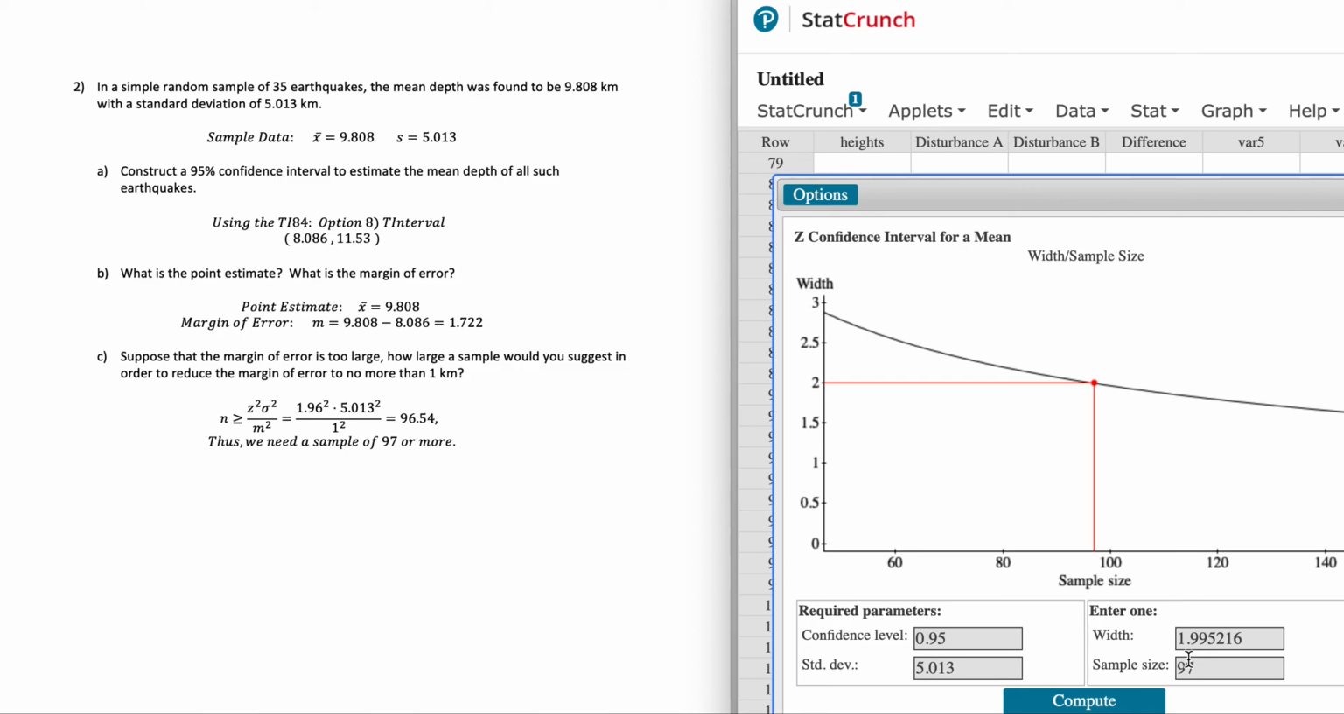That's pretty cool. In fact, here, if you would like, you can take this point, and by changing the width that you want, you can estimate what the sample size should be.